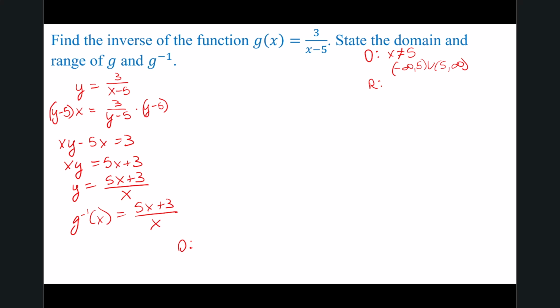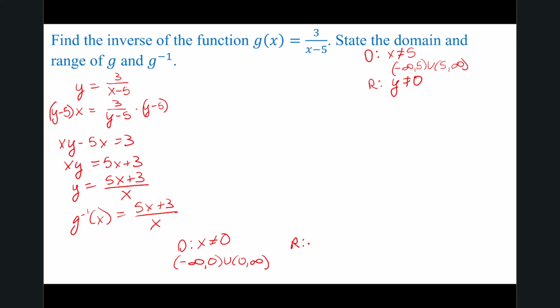Now my domain of this function, x cannot be 0 because again we can't divide by 0. In interval notation, that would be negative infinity to 0 and 0 to infinity. What about the range? Let's go back to the range of g of x. The range of g of x will be the same as the domain of g inverse of x. So our domain of g inverse, x cannot be 0. So our range of g of x is that y cannot be 0.